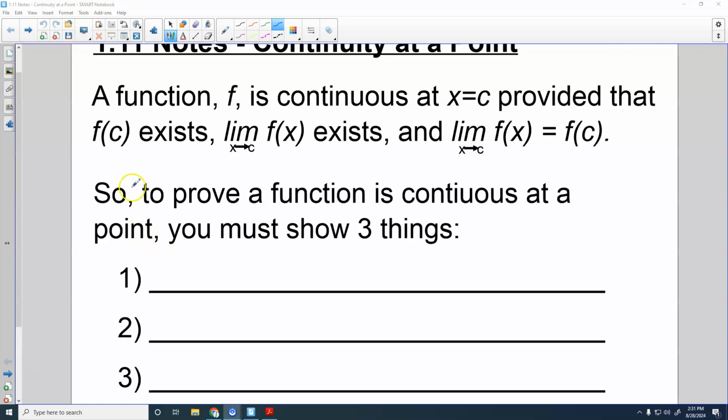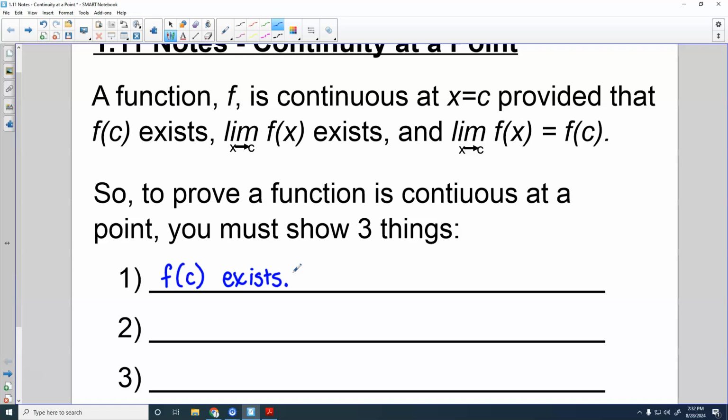Okay? The first thing that you're going to prove is that f of c exists. So that means if you plug in 7, you get a number out as the answer. 7 is the point that you're looking at, right? So if this is undefined, you would stop. If any of these are false, you can quit because it's not going to be continuous. So if f of c does not exist, then it cannot be continuous.